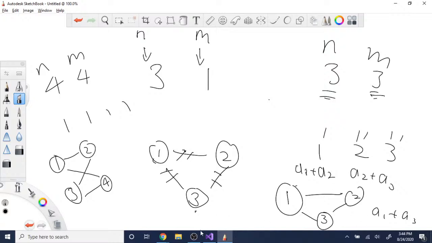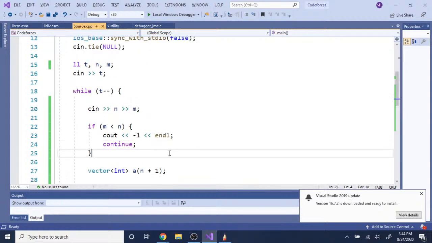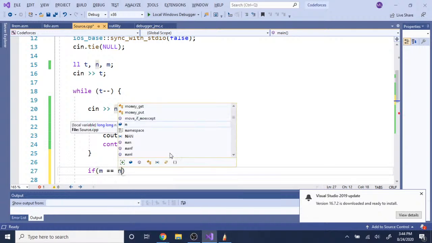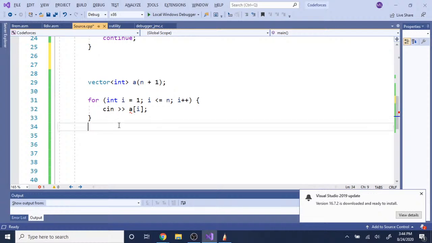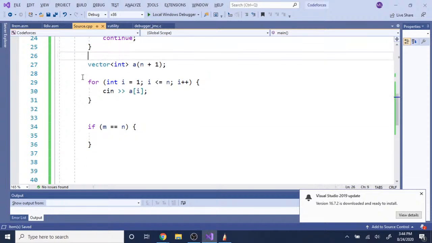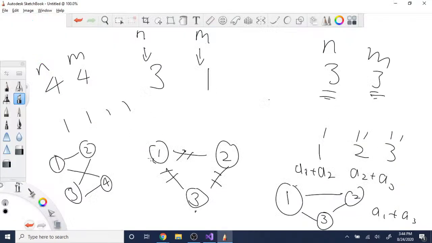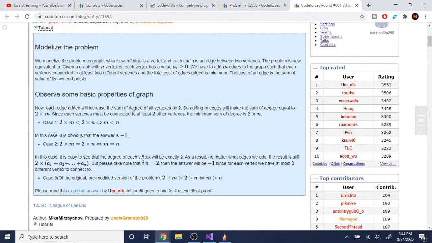So we could just do that. If m is equal to n, which, wait, I didn't even read in the numbers yet. Okay, so right here, we could do if n is equal to m, then what we're going to do is we're going to just pair up each edge with each other, right? So that's what we're going to do.